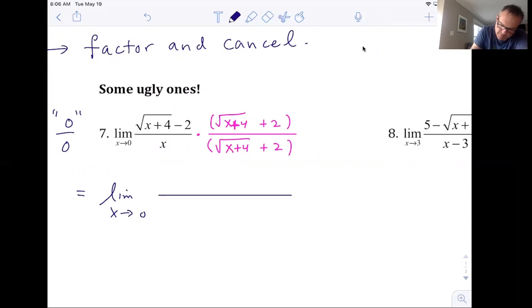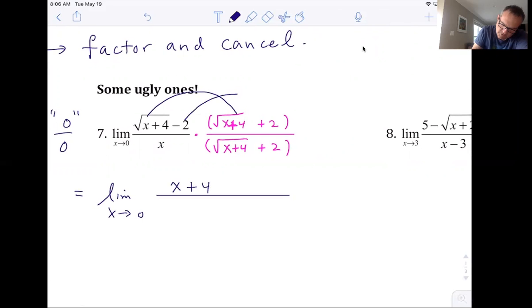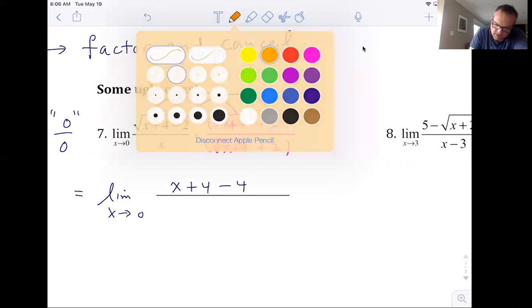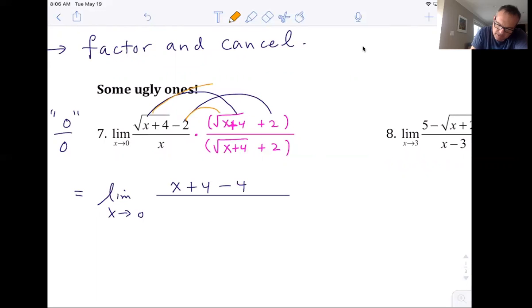So up top, I'm going to multiply this out. First term times first term, the radicals go away. You get x plus 4. If you multiply the last terms, 2 and negative 2 give you negative 4. Now, the cross products here will cancel each other out because they are conjugates. You'll get a 2 times the square root of x plus 4 and a negative 2 times the square root of x plus 4. So those cancel out. I don't have to write those.